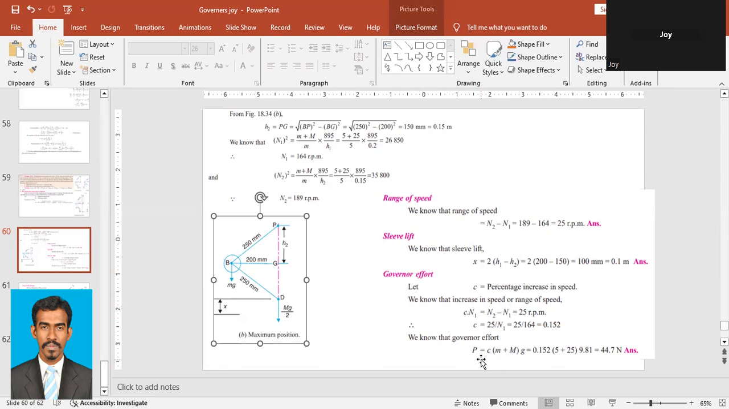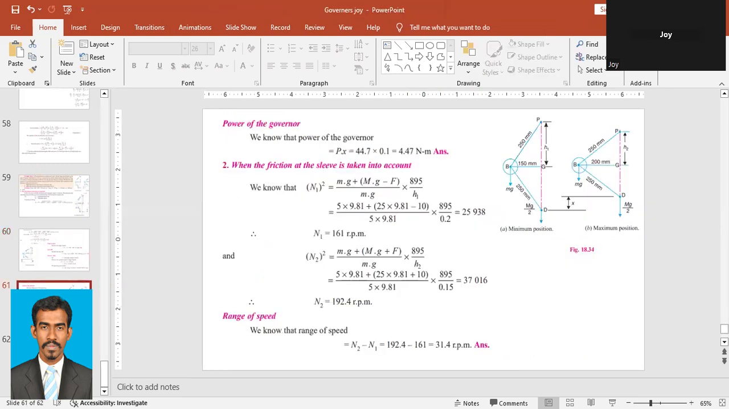If you know C, we can directly apply it in the formula. The governor effort P is equal to C, which we have already found as 0.152, into small m plus capital M into G. Small m is 5, capital M is 25, into G 9.81. That is equal to 44.7 Newton. So this is the governor effort.